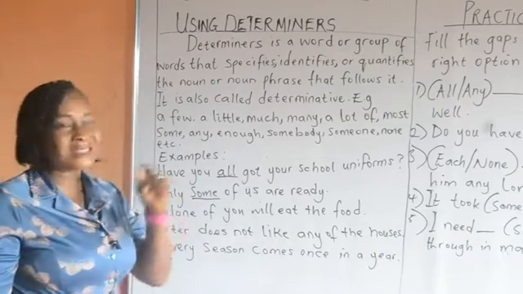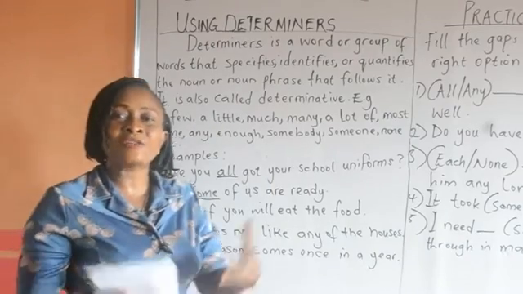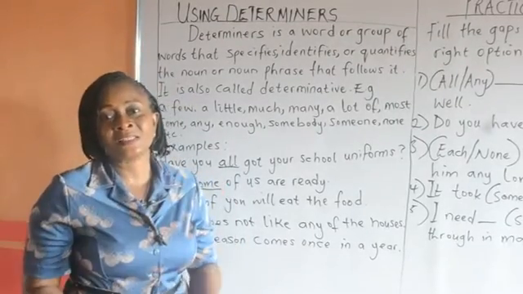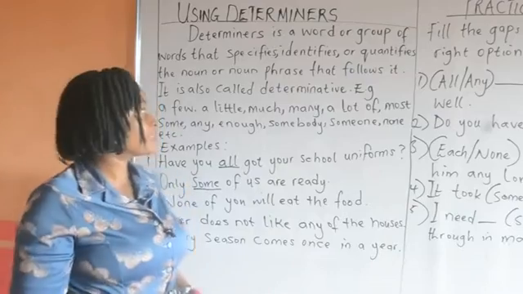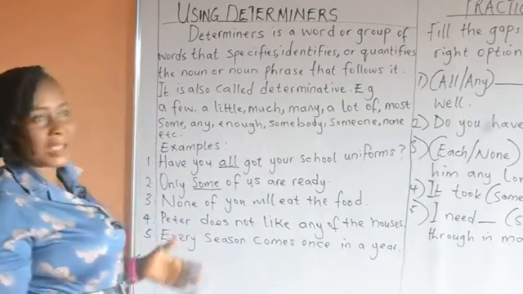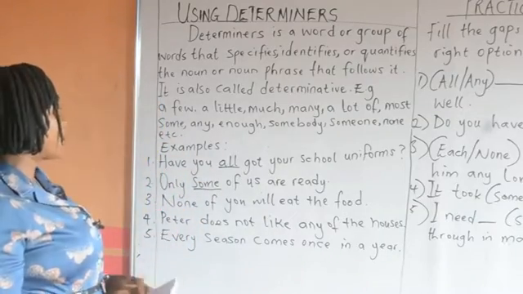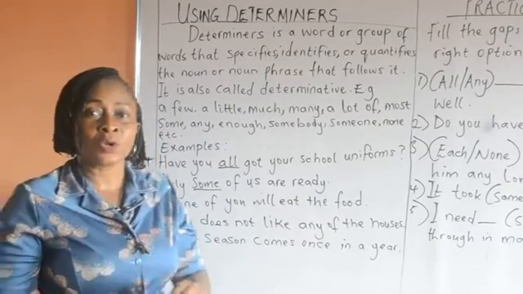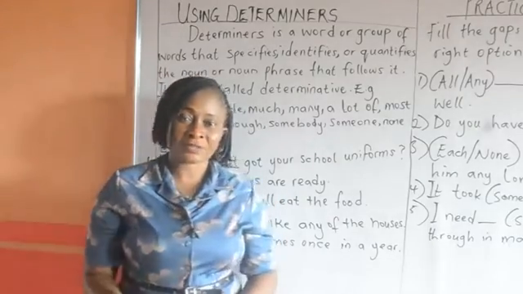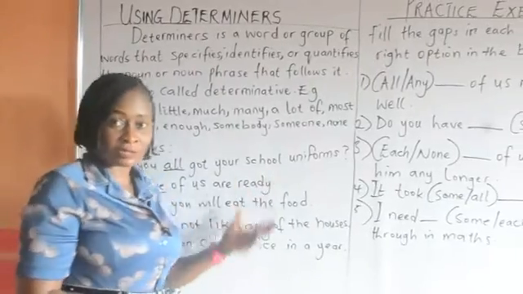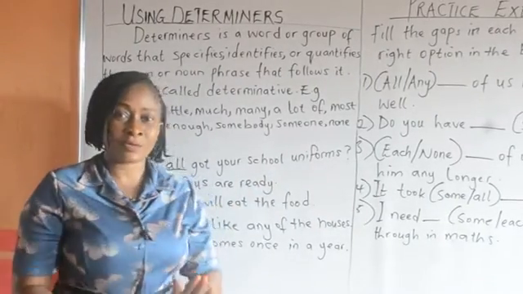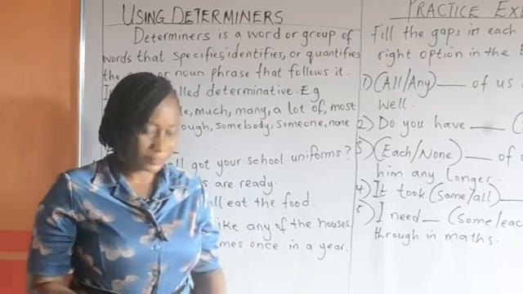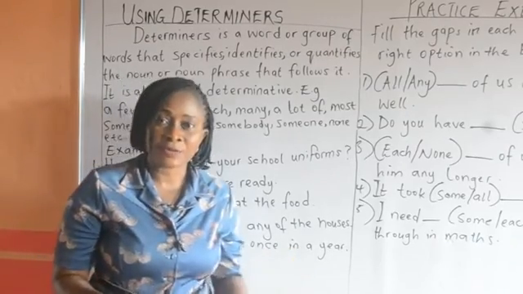It is also called determinative. Either you can call it determiners or you call it determinative, as the case may be. We have some examples of determiners. Before I give you the examples, there are 6 types of determiners. Listen well. We have 6 types of determiners.